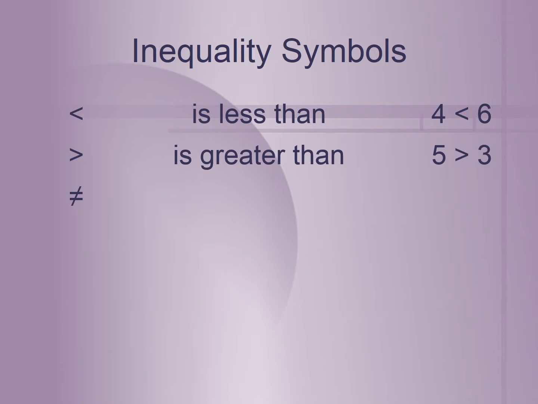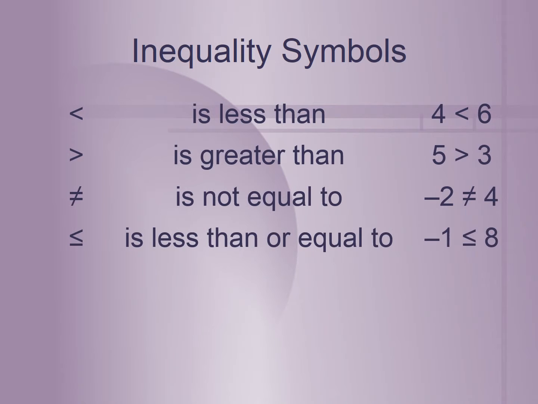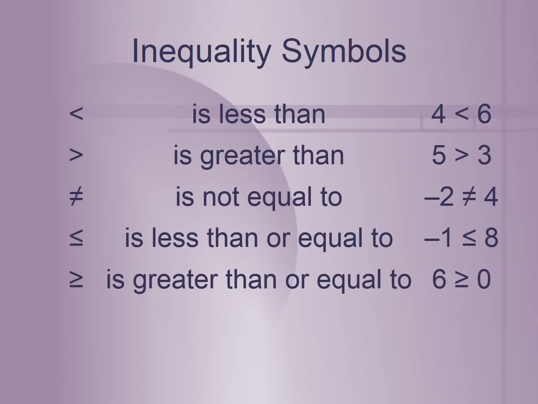The next inequality symbol is this. It has an equal sign with a slash through it, and that is not equal to. So -2 is not equal to 4. Our next symbol looks like the less than symbol, except it has a line underneath it. That is saying it's less than or equal to. So -1 is less than or equal to 8. The next symbol is greater than or equal to. So 6 is greater than or equal to 0.